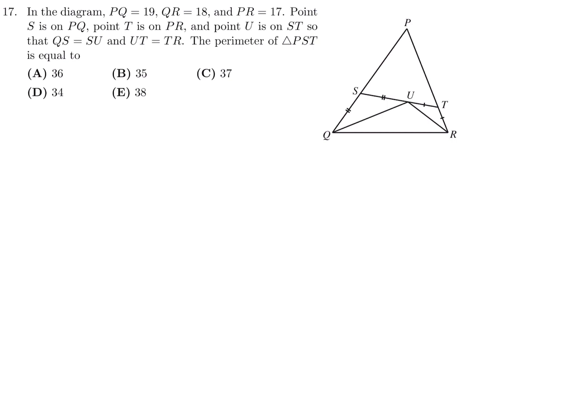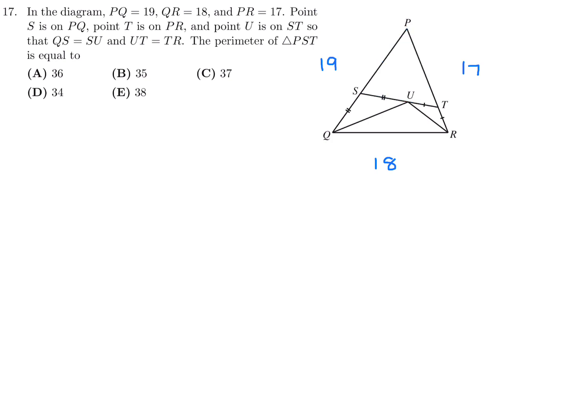In the diagram, PQ is 19 and QR is 18, and PR is 17. Point S is on PQ, point T is on PR, and point U is on ST, so that QS is equal to SU, UT is equal to TR. The perimeter of PST is. So they want you to find the perimeter of this triangle.